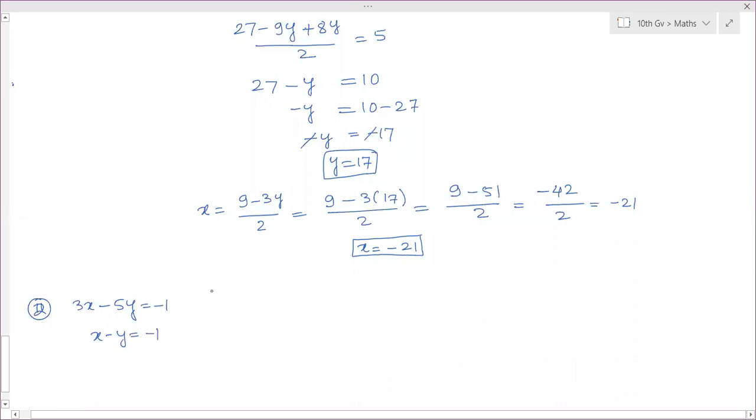3x minus 5y is equal to -1 and x minus y is equal to -1. You can select any one equation to get the value of one variable. It's not mandatory that we have to choose the first equation only. You can choose the second equation also. There's no problem.